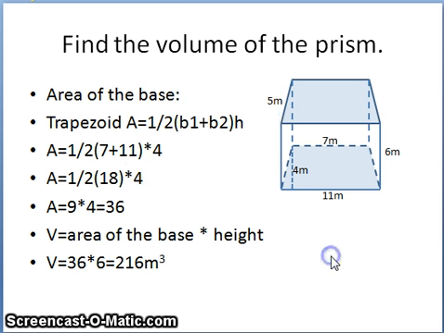I wanted to point out something to you guys here. Notice that this 5 meters was actually not helpful. We did not use this at any point. This 5 meters is the length of this side of the trapezoid. This side of the trapezoid is not used for finding the area of the base, and it is not the height of the prism, so we actually don't need that at all.